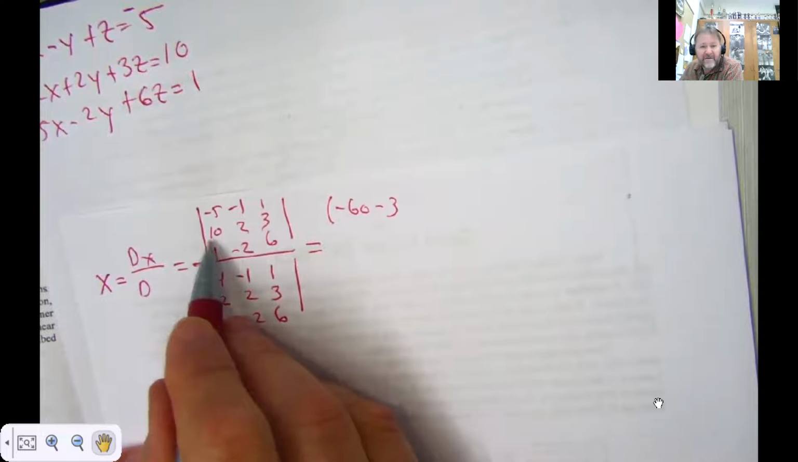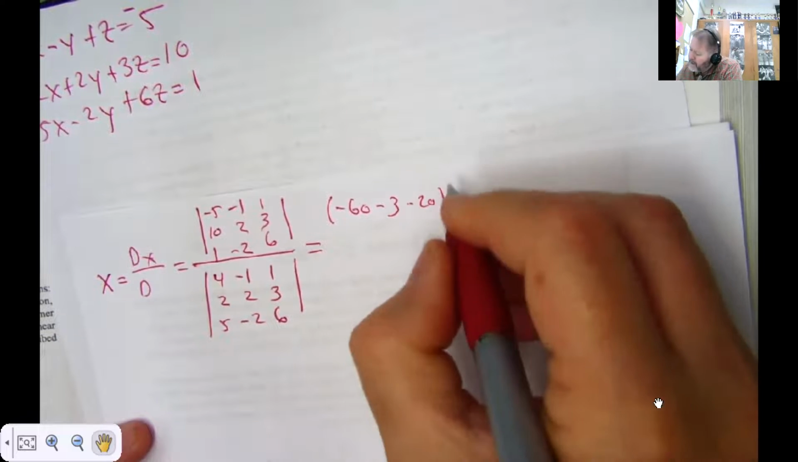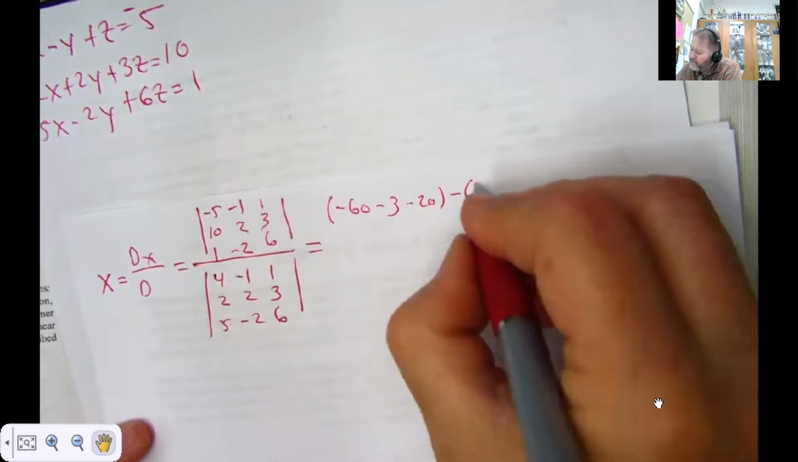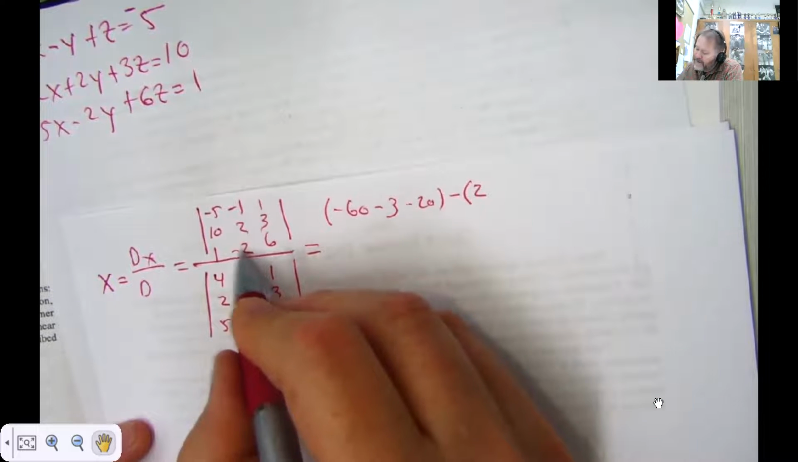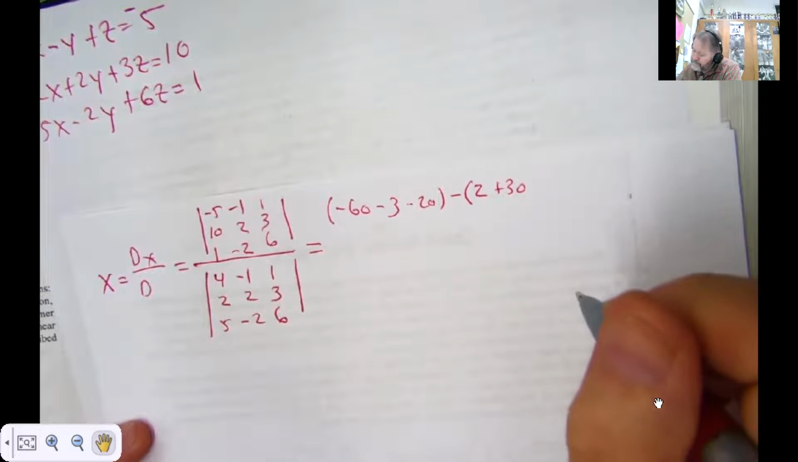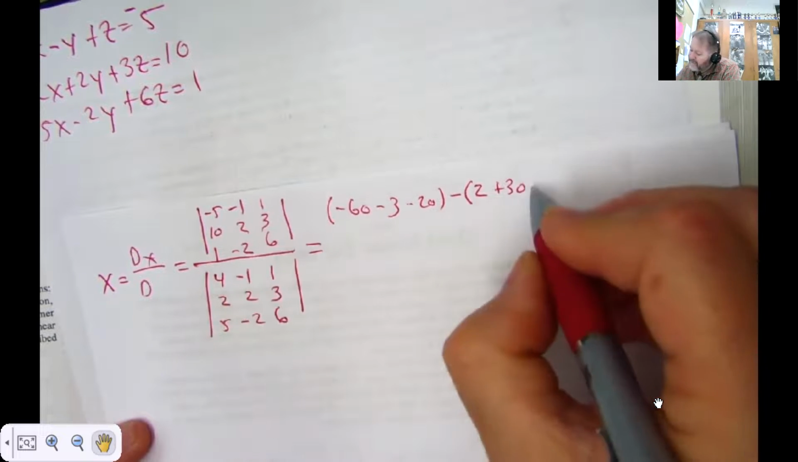So this is going to be 10 times negative 2 times 1, which is 20. And this is going to be minus, I've got to do uphill. 1 times 2 times 1 is 2. Negative 2 times negative 5 times 3 is plus 30. And 10 times negative 1 times 6 is negative 60.